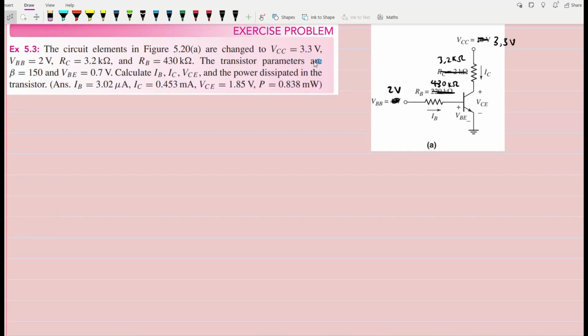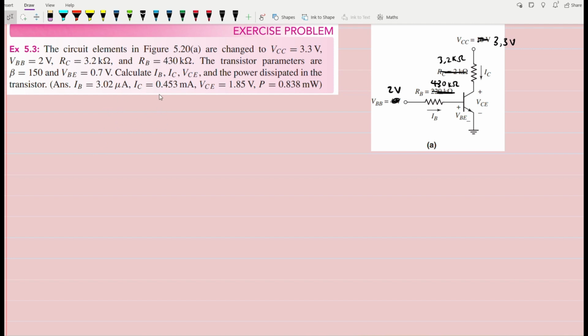I changed VCC to 3.3, so we change those values. There we had this figure from 5.2, so what I had to do is change those values over there. We're going to try and calculate IB, IC, VCE, and the power dissipated in the transistor.